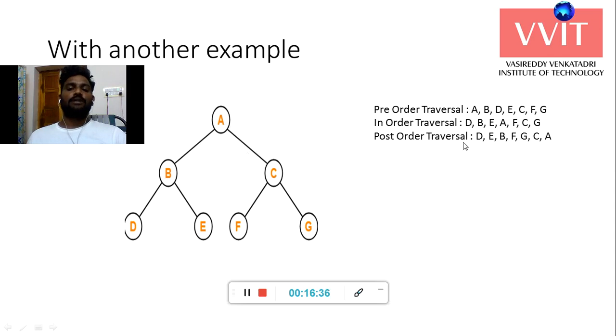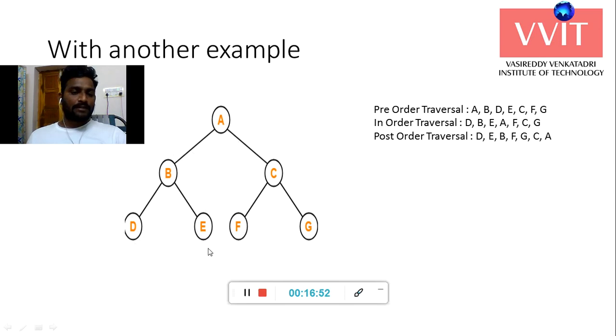These are the post order traversal elements. Simply, in post order traversal, first visit the left, then visit the right, and finally visit the root. In the given example, in the left part, first visit D, next visit the right, which is E, and next visit the root B.